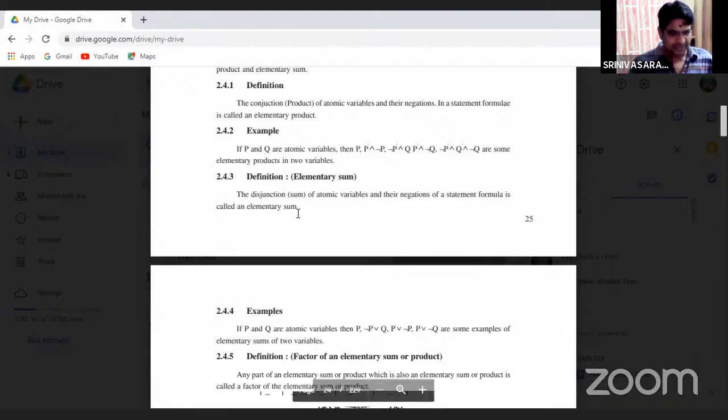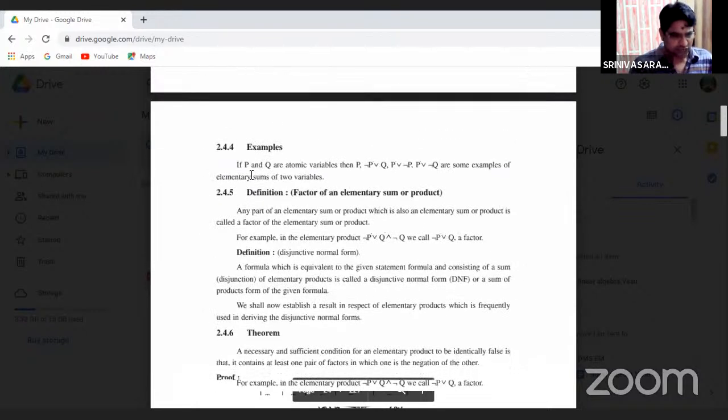So the elementary sum depends completely on the disjunction. As an example, P and Q are atomic variables: P or negation P, P or Q, P or negation Q. These examples are elementary sums of two variables. That is the clear part, there is no doubt.